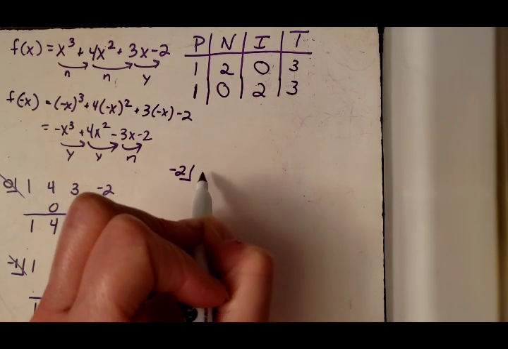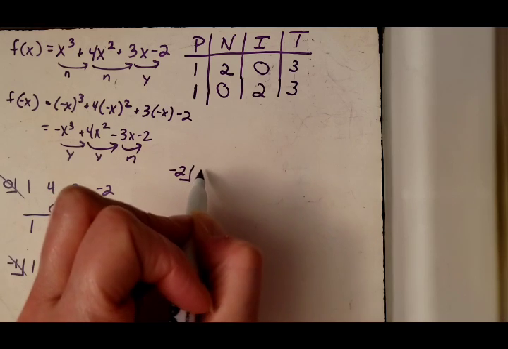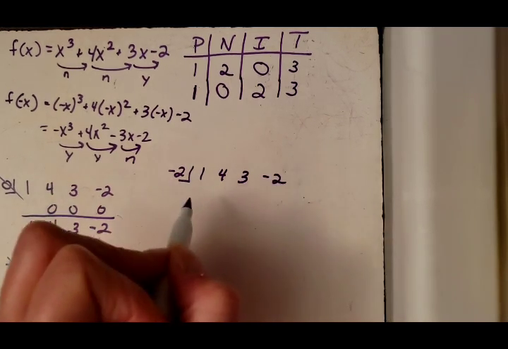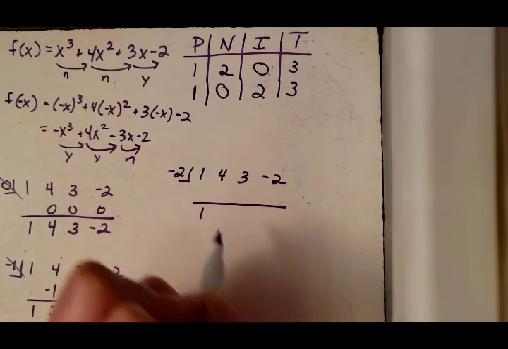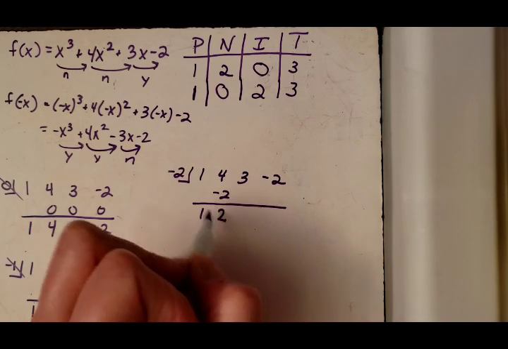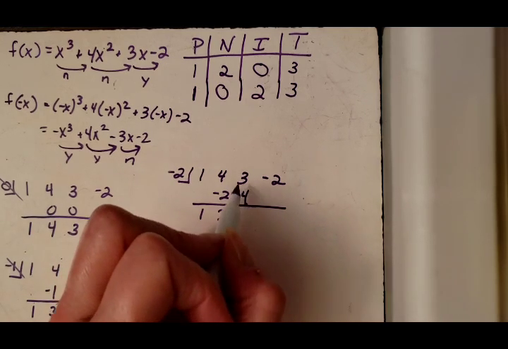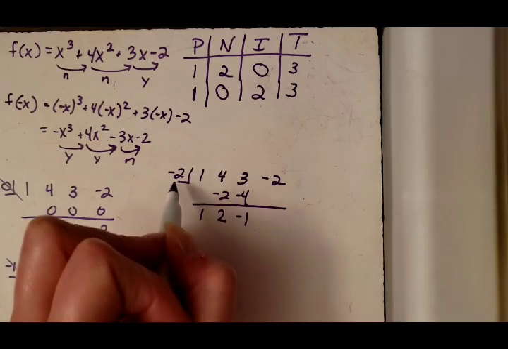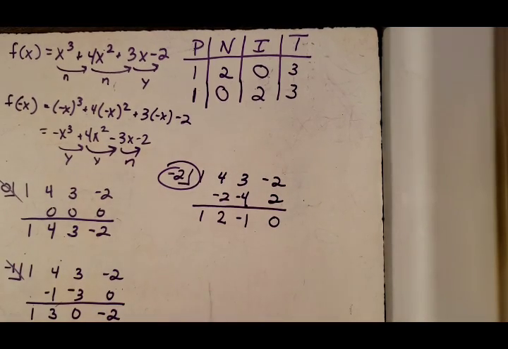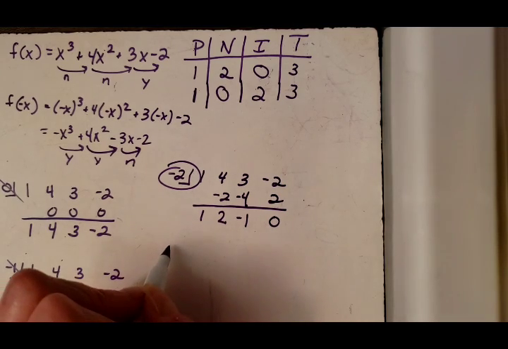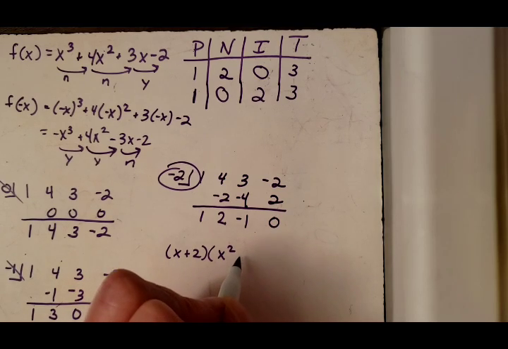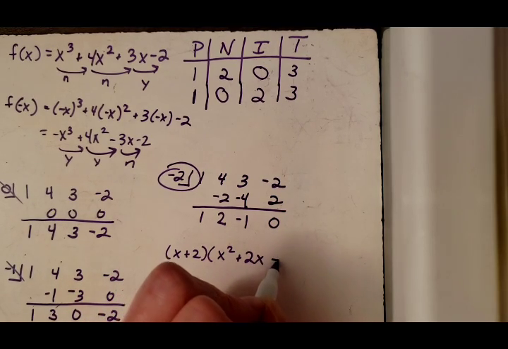Let's try −2. If we don't come up with something negative soon, then we'll try for a positive, because there is always the possibility that there's no negative. But you never know. Bring down a 1. −2 times 1 is −2. 4 minus 2 is 2. −2 times 2 is −4. 3 minus 4 is −1. −2 times −1 is 2. And that's a 0. So that means −2 is one of our roots. So we have (x + 2)(x² + 2x − 1).